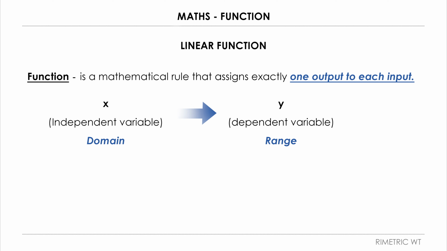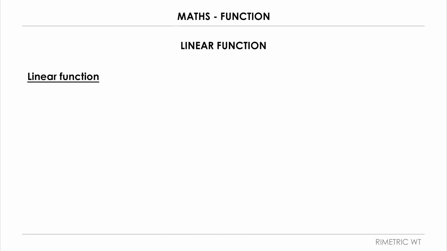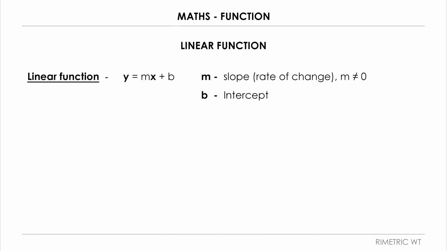In this lesson, we will see linear functions, which are degree 1 polynomials that produce a straight line on a graph because they have a constant rate of change, or slope. It is usually expressed as y equals mx plus b, where m is the slope, the rate of change, which is different from 0, and b is the intercept.